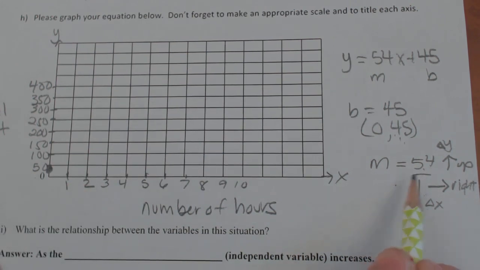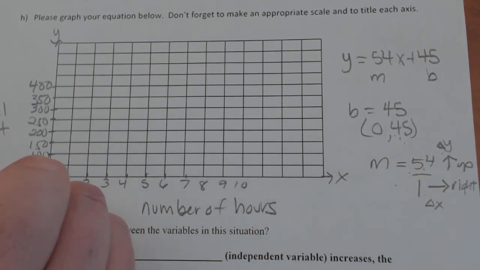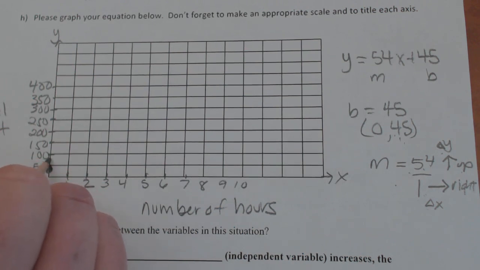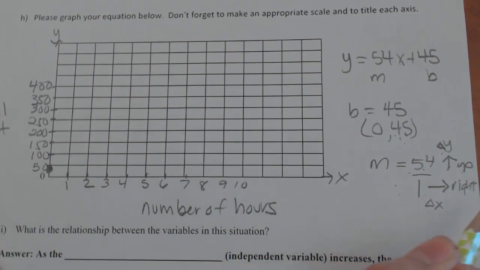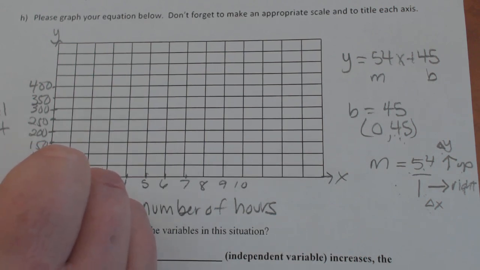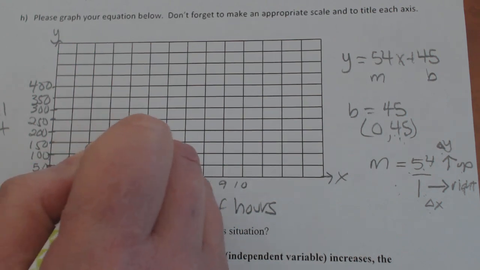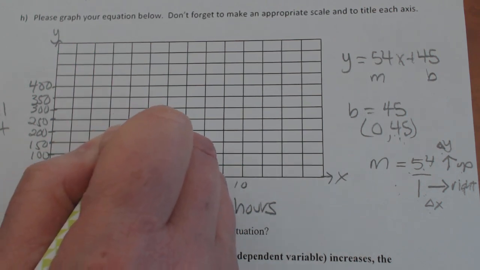These are the directions. So numerator is 54, change in y. I'm going to go up 54. So that's a little below 100 because remember I counted by 50. From there, I'm going to do my denominator, which is my change in x, which is right 1. So I'm going to go up 54, right 1. I'm going to do it again. Up 54, right 1. Up 54, right 1. Up 54, right 1. Up 54, right 1.